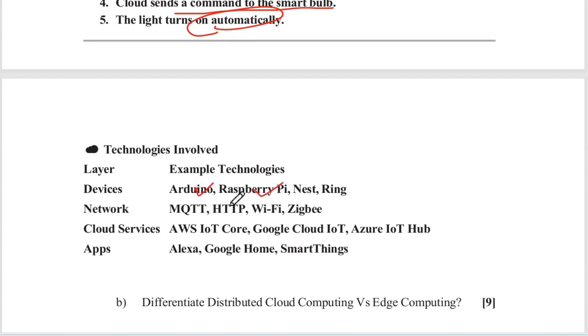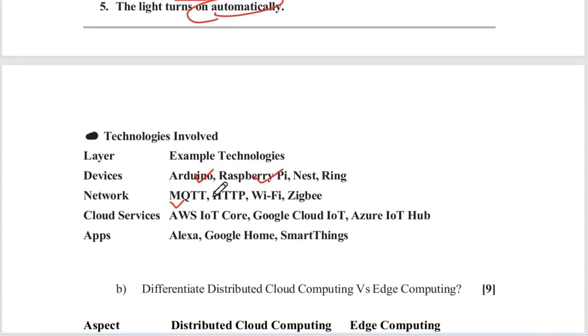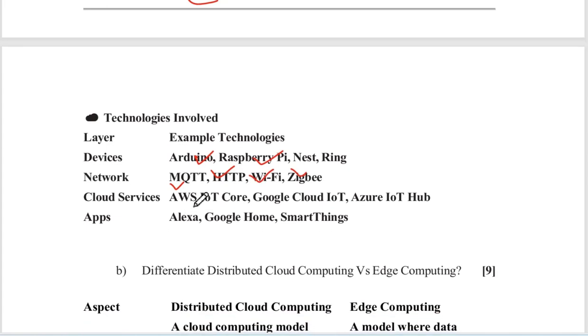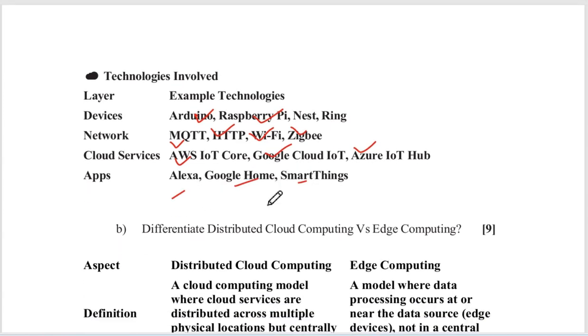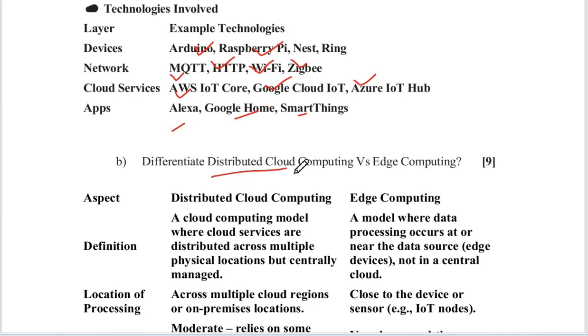Arduino, you can use Raspberry Pi, you can use MQTT, these are the protocols, HTTP, Wi-Fi, Zigbee. Cloud services, AWS IoT, Google IoT, and Azure IoT, any you can use. Alexa, Google Home, and SmartThings you can use. Differentiate, last question, between cloud computing and edge computing, right?